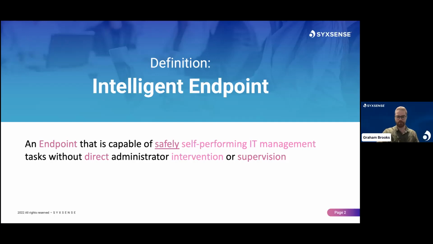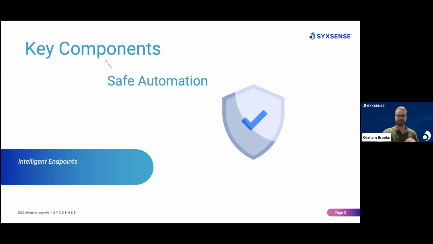Now, before we have some IT admins and security officers drop off the call, let me please clarify a couple items. First, the most important word in that definition is underlined. It's safe. Everyone who has ever performed any type of automated task knows how terribly things can go wrong when automation is implemented badly. So we need a way to perform the automation in a way that is safe so that nothing blows up.